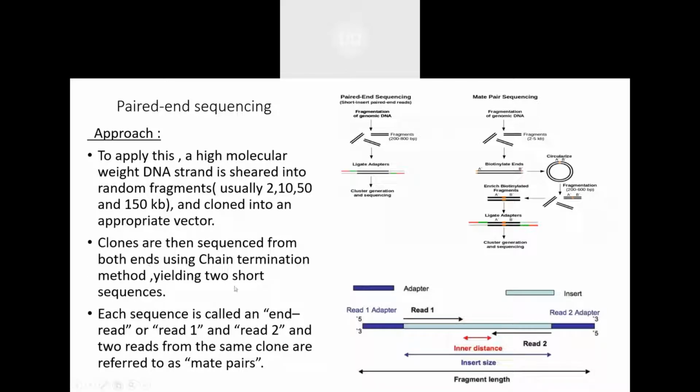To apply this, a high molecular weight DNA strand is sheared into random fragments, usually 2, 10, 50, and 150 kb, and then it is cloned into an appropriate vector. Now we get clones. Clones are then sequenced from both the ends using the chain termination method, yielding two short sequences. Each sequence that we get is called an end read, or read 1 and read 2. And if we are getting two reads from the same clone, then it is referred to as mate pairs.